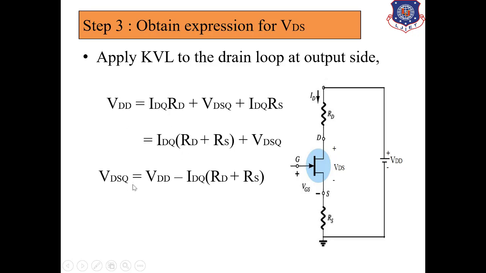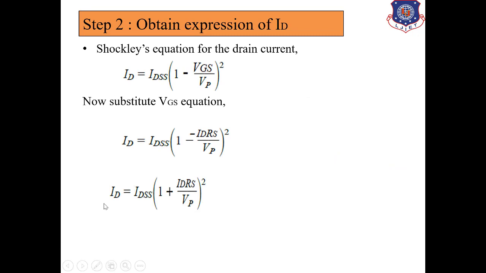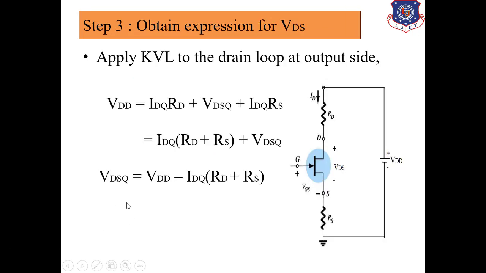Our final task is to make ID and VDS the subject. In the previous step, we have written the ID equation, and in this step, we will have to write down and simplify this KVL, and the final equation must be of VDSQ. So the final equation is VDD minus IDQ in the bracket RD plus RS, where ID is taken common from these two terms, IDRD and IDRS. Okay.